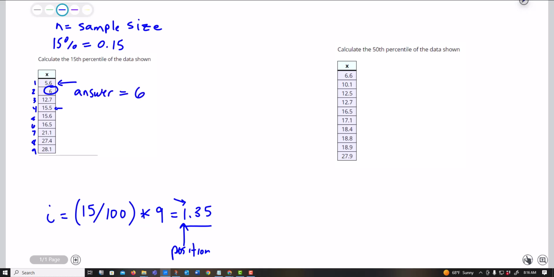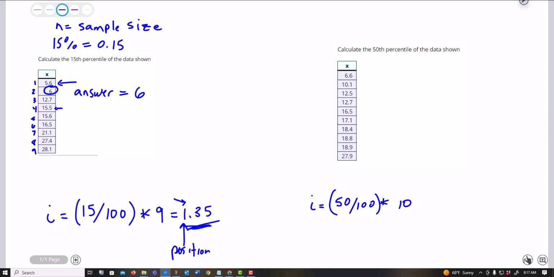So then what if you don't get a decimal? Let's look at this one, the 50th percentile. So remember, I is 50 divided by 100 times how many? 1, 2, 3, 4, 5, 6, 7, 8, 9, 10. How nice, there's 10 of those.